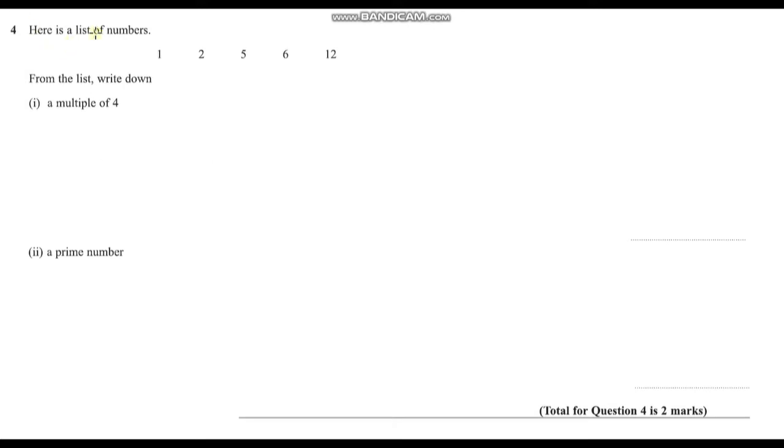Question 4. Here is a list of numbers. From the list, write down a multiple of 4. So a multiple of a number is just a number in that number's times tables. So if we think about what the multiples of 4 are, we've got 4, 8, 12, and I can stop there because I can see that 12 is a multiple of 4. That's the first one. So none of these are multiples of 4 because we would have come across them by now. So the answer for this one is 12.